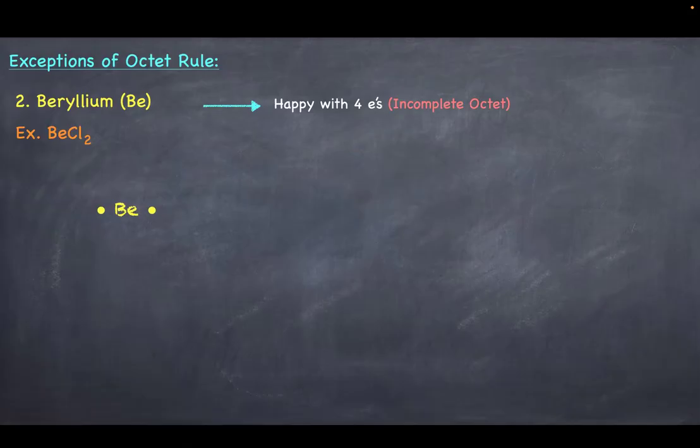So let's say beryllium brought the 2 electrons. Each chlorine brings the 7 valence electrons that it has. After bonding, if you count the electrons on beryllium, now it's 4 and it's happy and it's stable. It's good.